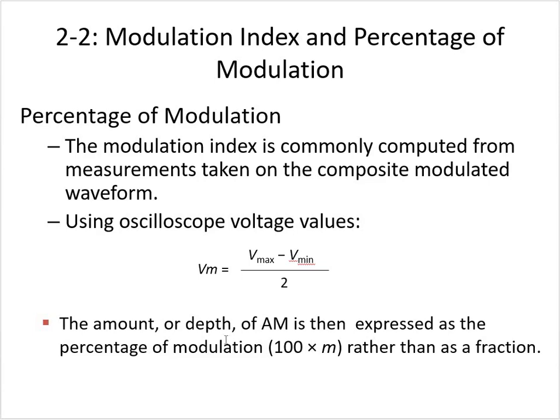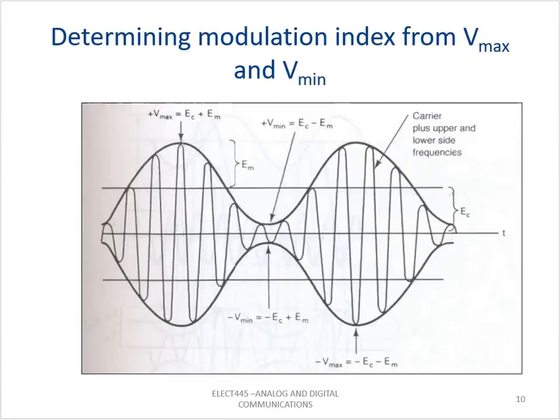The amount or depth of AM is then expressed as the percentage of modulation. It means 100 multiplied by m rather than as a fraction. So this way we can calculate the percentage of modulation. Okay, you can see this slide. Now, how do we calculate the modulation index from Vmax and Vmin from the graph?